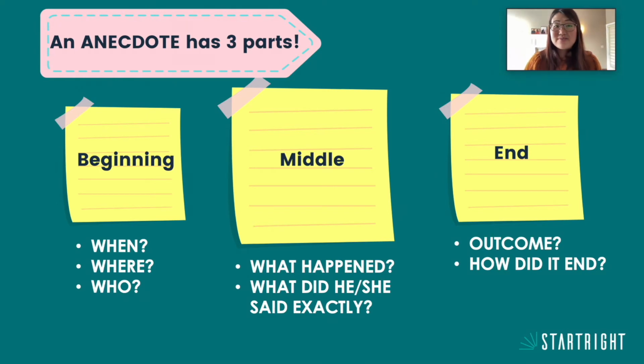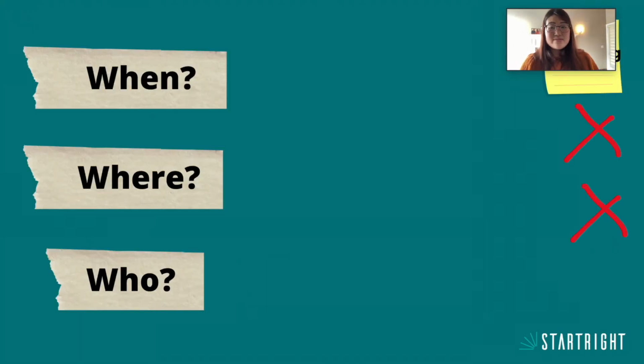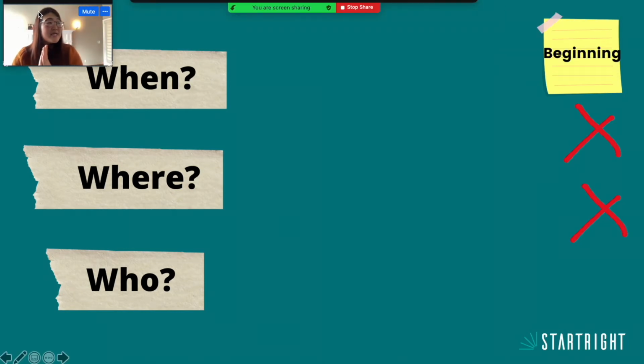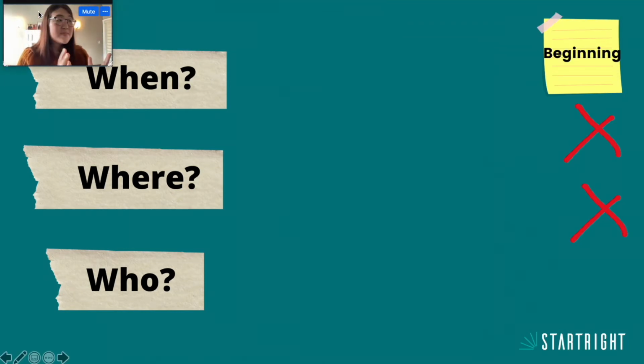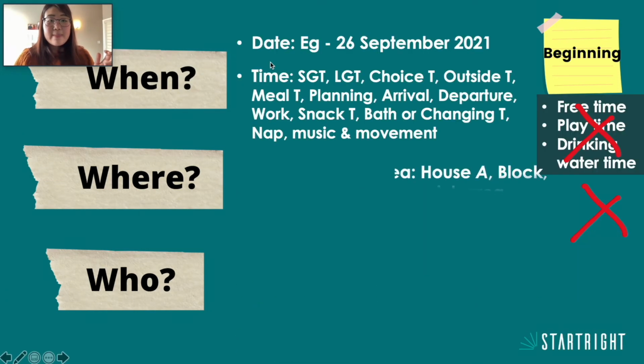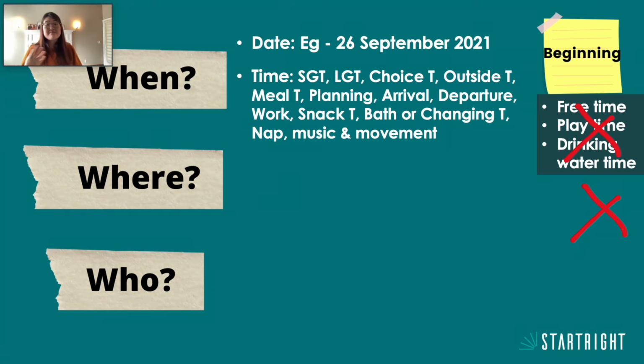I'm going to break this down. Let's go. You see the cross over there? Just ignore that first. The beginning. Let's start with when. Begin your anecdote with a date. For example, 26 September 2021. If you are in 2021, you have your board, so you don't need to put 2021, just 26 September.